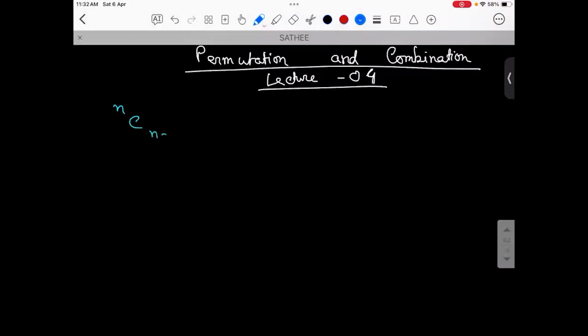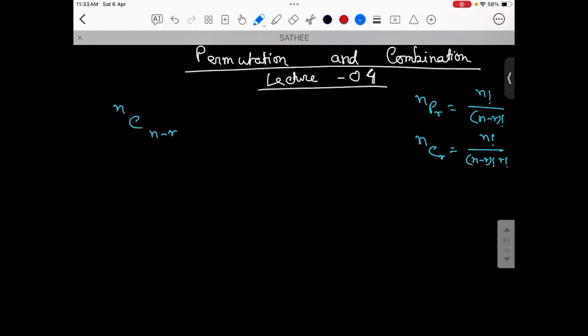NC(N minus R). So we know the formula for NPR. What is that? NPR is nothing but N factorial divided by (N minus R) factorial. Fine. What about NCR? This equals N factorial divided by (N minus R) factorial, divided by R factorial. Because we are not considering the order of these R many elements as distinct objects, that's why we are dividing by R factorial.